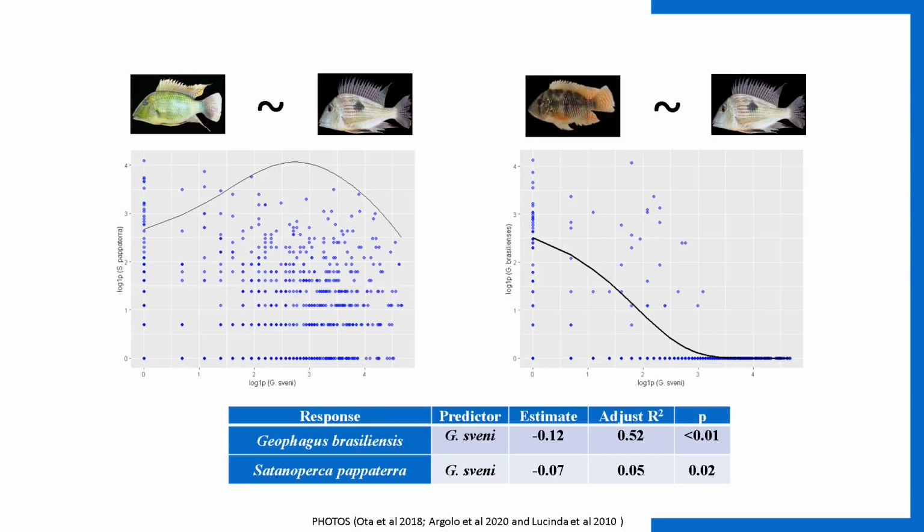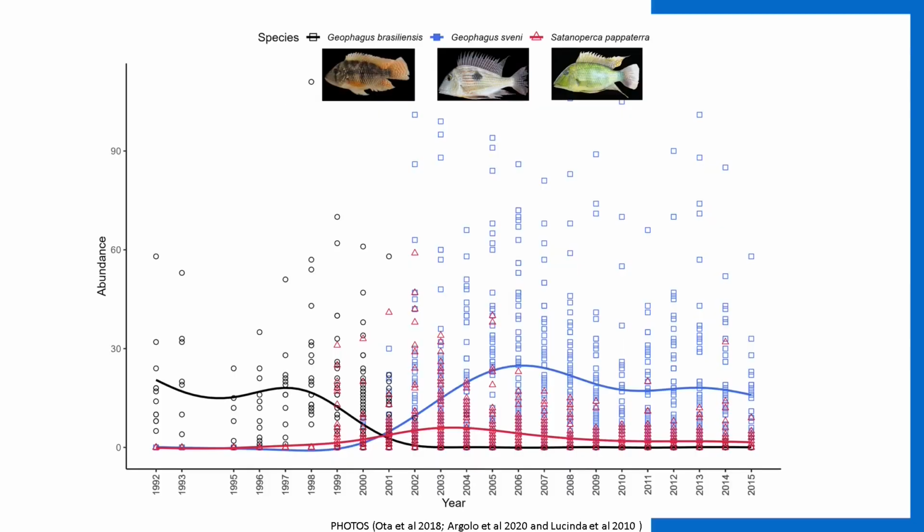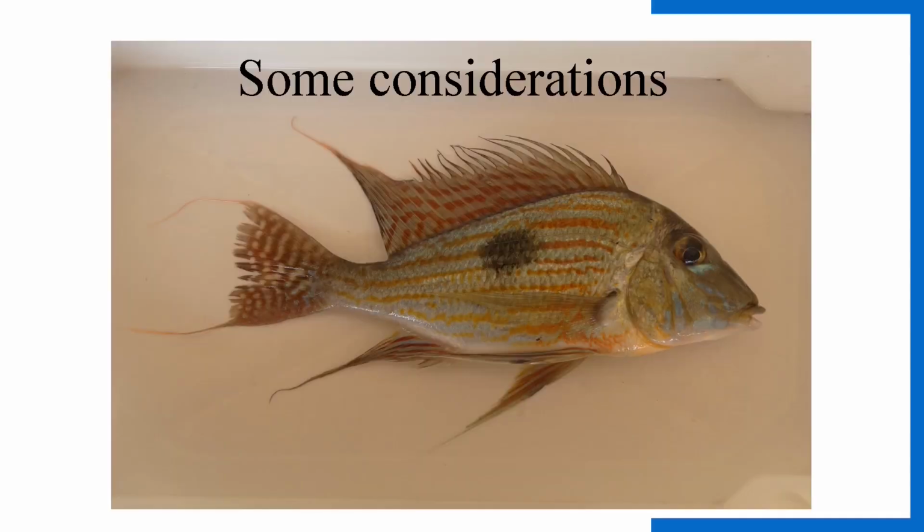And by the negative binomial models, we found that the invader has a negative effect on Satanoperca pappaterra when the invader abundance is high. And for the native species, we found negative effects of the invader decreasing its abundance. So comparing the temporal population dynamics, we can see that the native one in black is probably more negatively affected, or differently affected, by the invader than Satanoperca pappaterra in red.